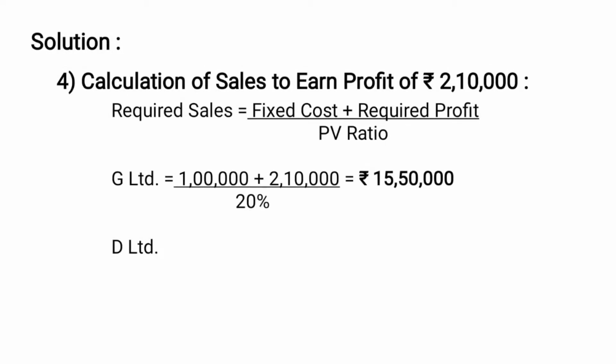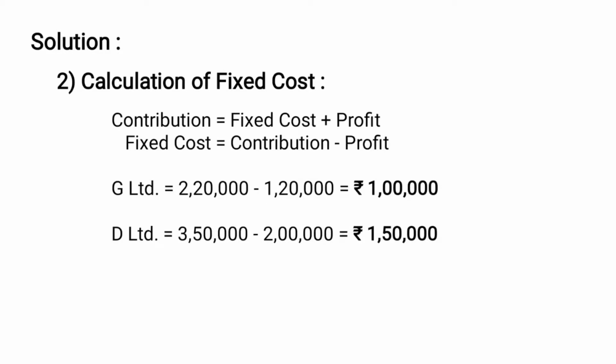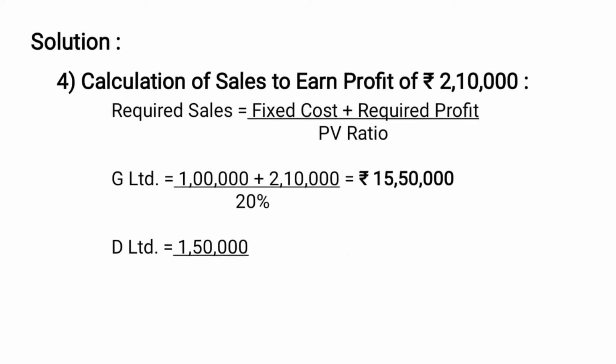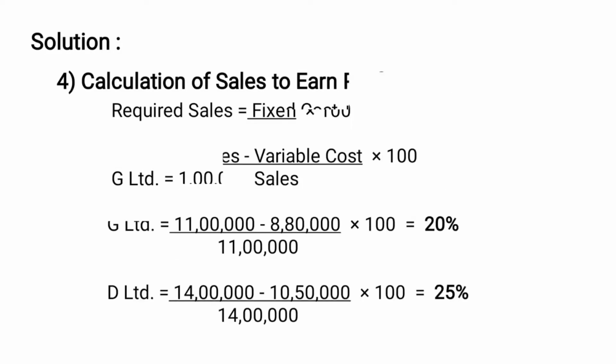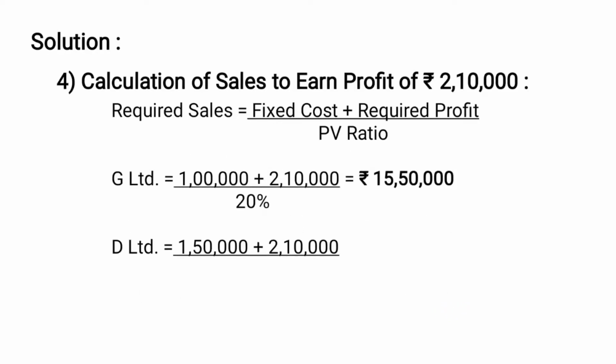Next, D Limited, which is equal to fixed cost amount is given as 1,50,000 plus required profit, which is 2,10,000 divided by PV ratio, which is 25%, which will be equal to rupees 14,40,000.